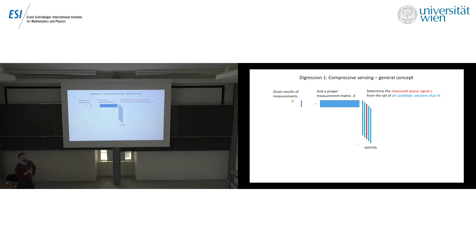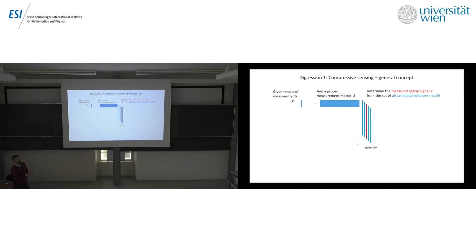The results of the measurements don't uniquely determine the possible signal. So for a given result of measurement and a given set of measurements, you probably have a lot of candidate solutions that fit. So you need to determine which is the real one from this set of all. And how do we do that?